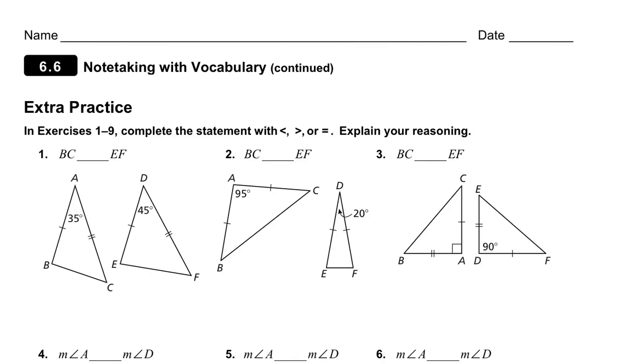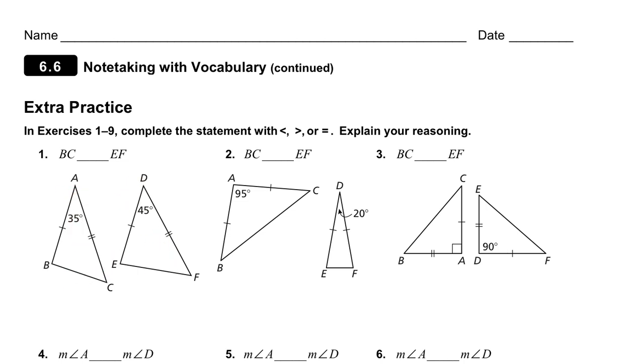All right, next page. In exercises 1 through 9, complete the statement with one of these inequality symbols: less than, greater than, or equal to. And it says explain your reasoning. I'll just say the reasoning, but let's just write these down. So notice that we have two sides that are congruent. So AB is congruent to DC and AC is congruent to DF. So we have that first part.